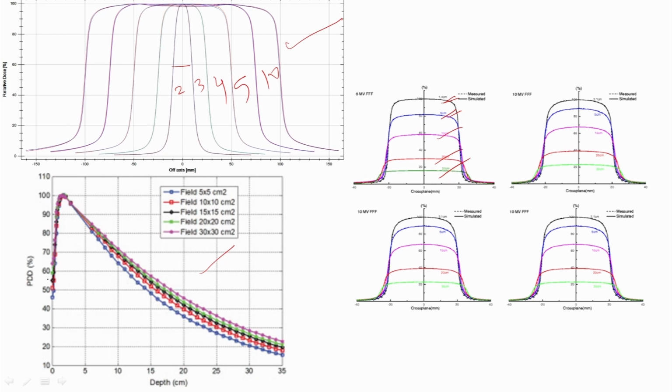Similarly, you have to measure the percentage depth dose, meaning from the surface of the water to 35 centimeter of depth, the chamber moves continuously from 0 depth to 35 centimeter depth and accumulates dose, and it gives us this percentage depth dose curve for different field sizes. For profiles, the chamber moves in this direction and gives you a flat beam.